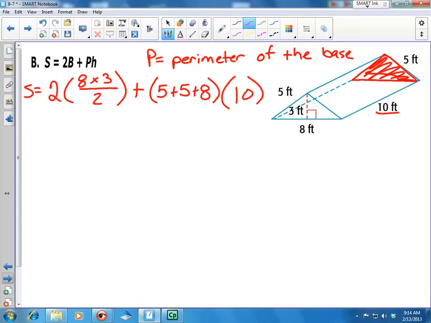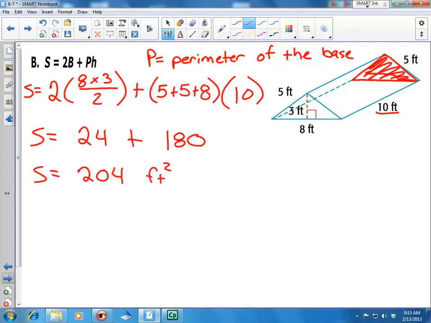Okay, so let's multiply. What's 8 times 3? 24 divided by 2 is 12 times 2 is 24. So our first little portion right here is going to be 24 plus, what is 5 plus 5 plus 8, is 18 times 10, 180. Okay, so we have 180 plus 24, which is 204. Now, this would be square feet, if we label it. But that's all we have to do. Okay, again, that's not that hard.